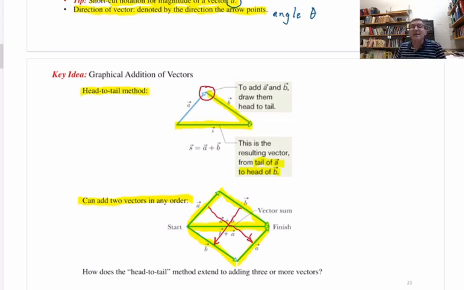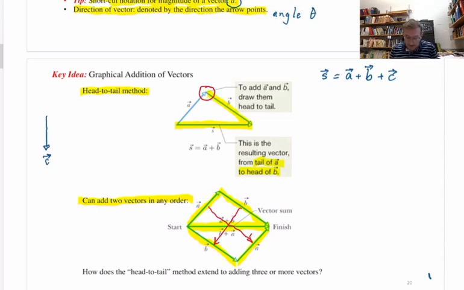Here's a nice thing about the head-to-tail method. It's easily generalized to adding more than two vectors. Let's say I've got the two vectors A and B, and I want to add to them a third vector, C. So I want the S vector that I get when I add A vector to B vector to C vector. All right, let me draw it for you. And let's just say the C vector, I'll draw it over here, goes straight down and is that long. I'll make my own sketch. It doesn't have to be exactly right.